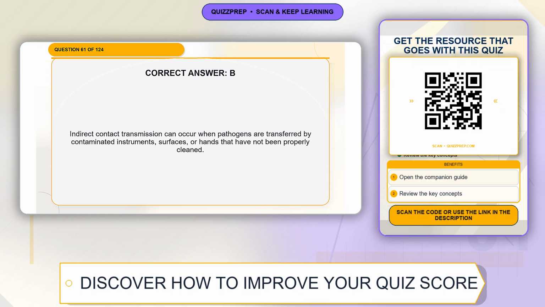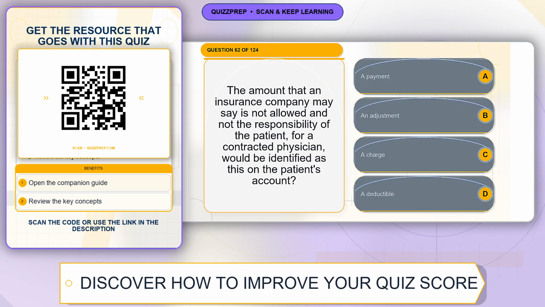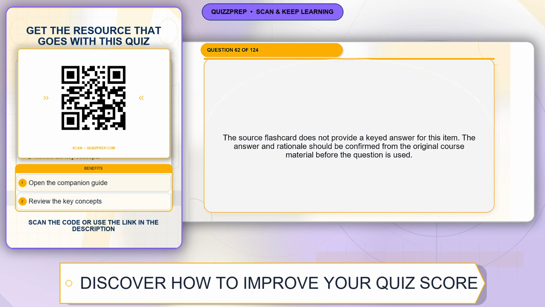Question 62. The amount that an insurance company may say is not allowed and not the responsibility of the patient, for a contracted physician, would be identified as this on the patient's account. Option A, a payment. Option B, an adjustment. Option C, a charge. Option D, a deductible. The correct answer is now shown. Explanation: the source flashcard does not provide a keyed answer for this item. The answer and rationale should be confirmed from the original course material before the question is used.